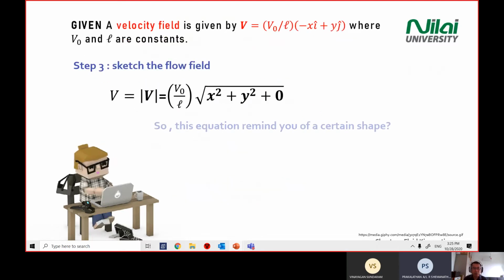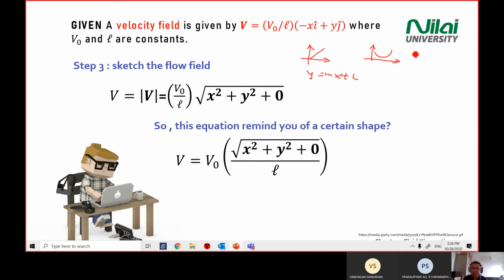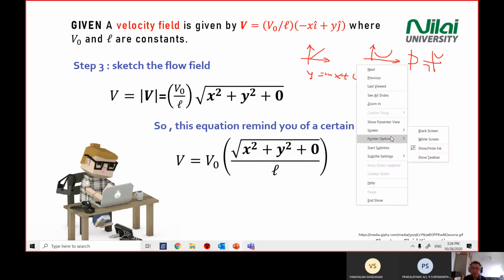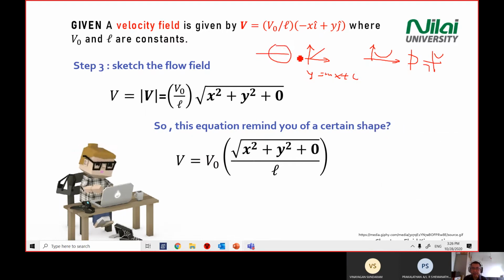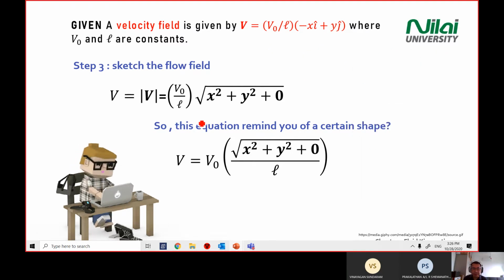So you rearrange this equation into equation form. In your mathematics, you learn about the linear equation, y equal to mx plus c. You learn about the quadratic equation, parabolic, like that, or sometimes exponential. So you need to recall these shapes, and sometimes the shape of the locus and all this. So you rearrange this equation, the flow field equation that we have.